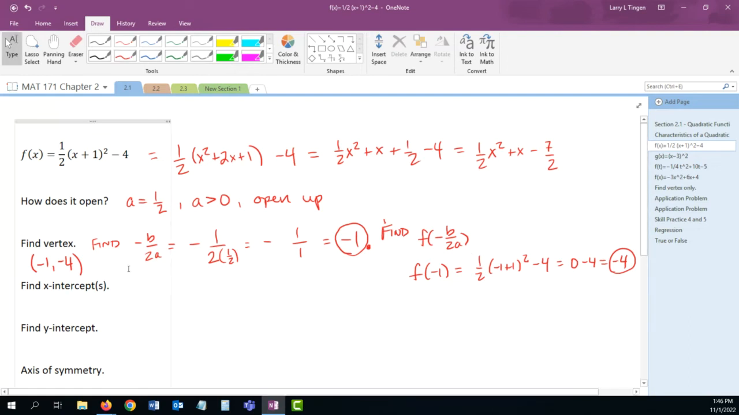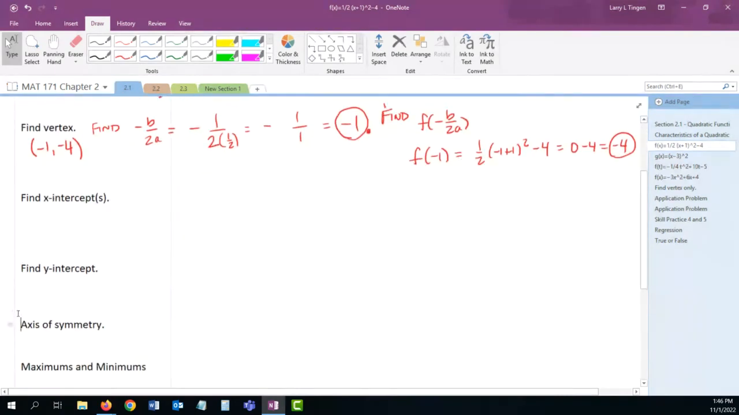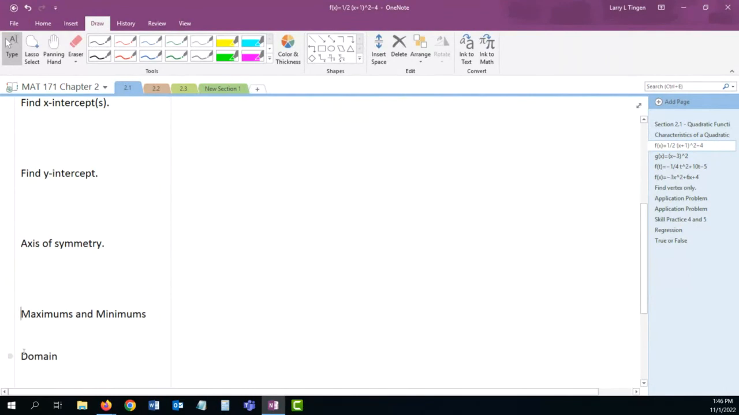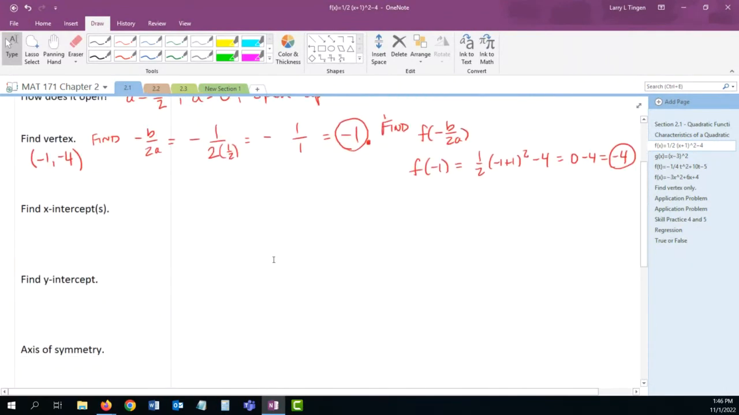Okay. Let's give ourselves some space. It's always a guess at how much space I need to leave between these. I think what I would do next is I would jump straight down to the axis of symmetry. You just found the x coordinate of the vertex. So the axis of symmetry is the vertical line that passes through the vertex. The vertical line that passes through the vertex is the line x equals whatever the x coordinate is for the vertex.